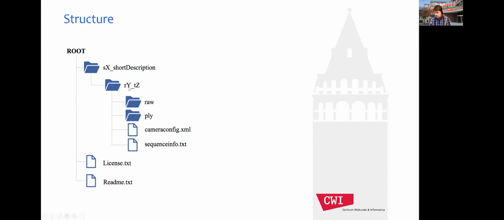And yeah, each of the subfolders has inside all the raw data, so the videos, the audio, and the generated PLY files, together with the camera config, where you have, again, all the filters that we use to generate these point clouds. But if you modify this file, you can generate new point clouds with different characteristics, and a bit of information about the sequence, description, and the duration, number of frames, these kind of things.